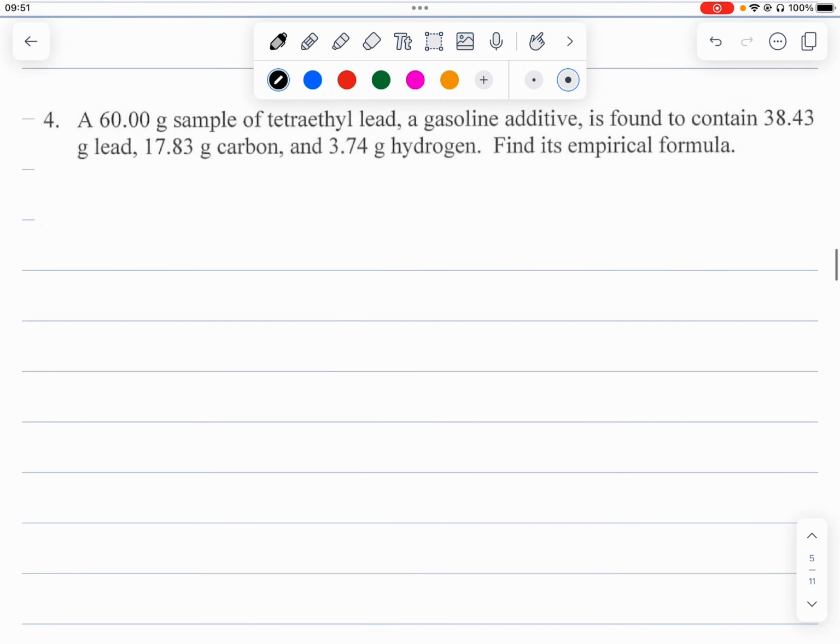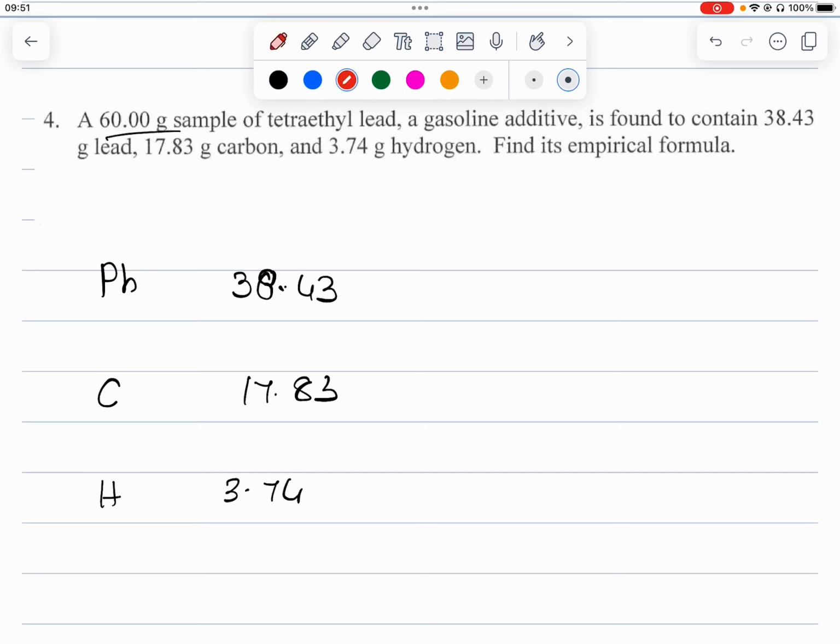Question number 4. A 60-gram sample of tetraethyl lead, a gasoline additive, is found to contain 38.43 grams of lead, 17.83 grams of carbon, 3.74 grams of hydrogen. So I'm taking lead, which is 38.43, then carbon 17.83, then hydrogen 3.74. But it is out of 60 grams. So convert into percentages. Divide by 60. When I divide by 60, it becomes 64.05, 29.72 and 6.23.